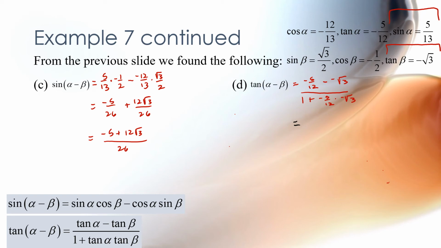All right, so up in my numerator, I have negative 5 over 12 minus a negative square root of 3. In order to actually do that subtraction, or I guess I should say addition, because those double negatives are going to turn positive, I would need to find a common denominator. I need to multiply that square root of 3 by 12 over 12. So that's going to give me up in the numerator negative 5 plus 12 square root of 3 all over 12.